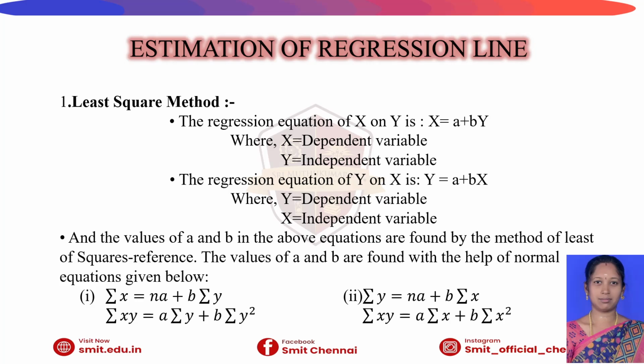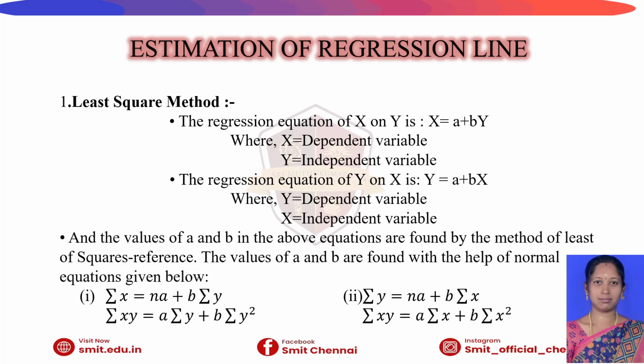The estimation of regression line, least square method. In this we get dependent x and y. The regression equation of x on y is x is equal to a plus b y, where x is the dependent variable, y is the independent variable. The regression equation of y on x is y is equal to a plus b x, where y is the dependent variable, x is the independent variable, and the values of a and b in the above equations are found by the method of least squares.